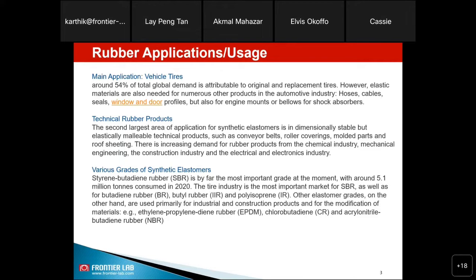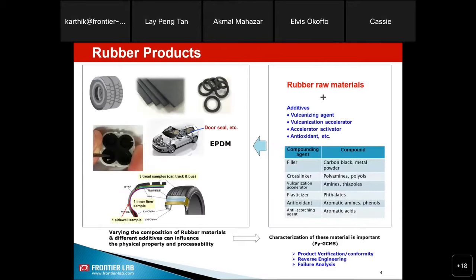intended purpose. Looking at this slide, it shows the rubber products used in the automotive industry and also in other industries. You see pictures of a tire, rubber sheets, rubber seals or O-rings, and a diaphragm pump. Within a car there is also the door seal, and a tire has different parts that use different types of rubber material.